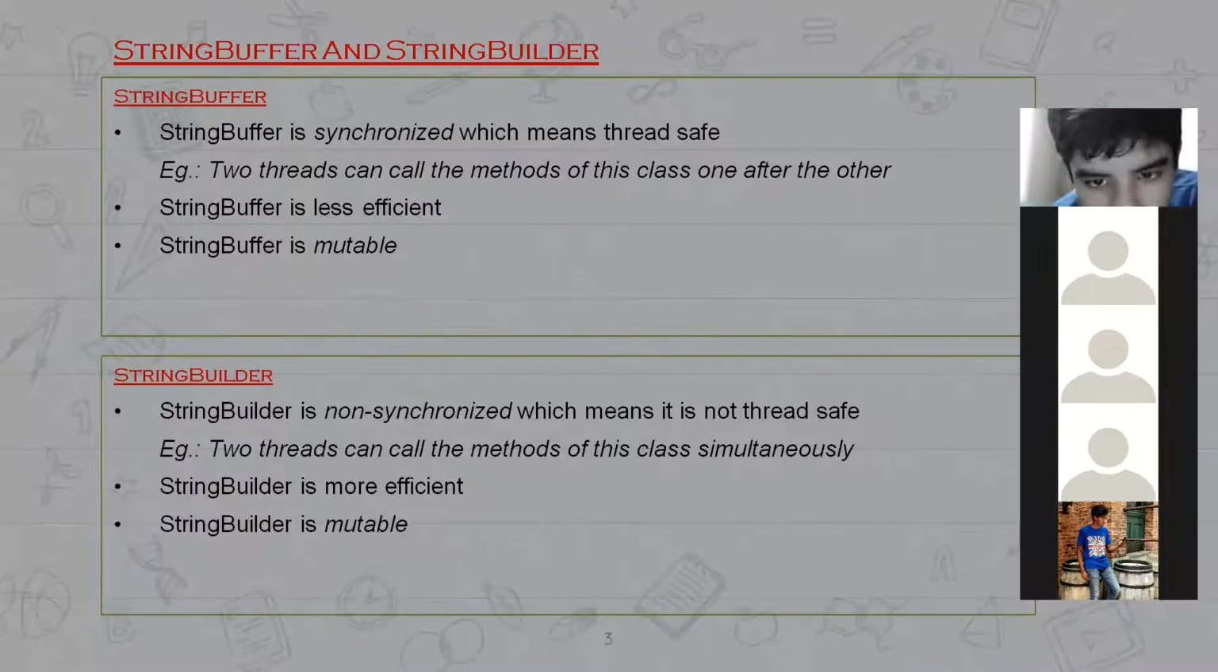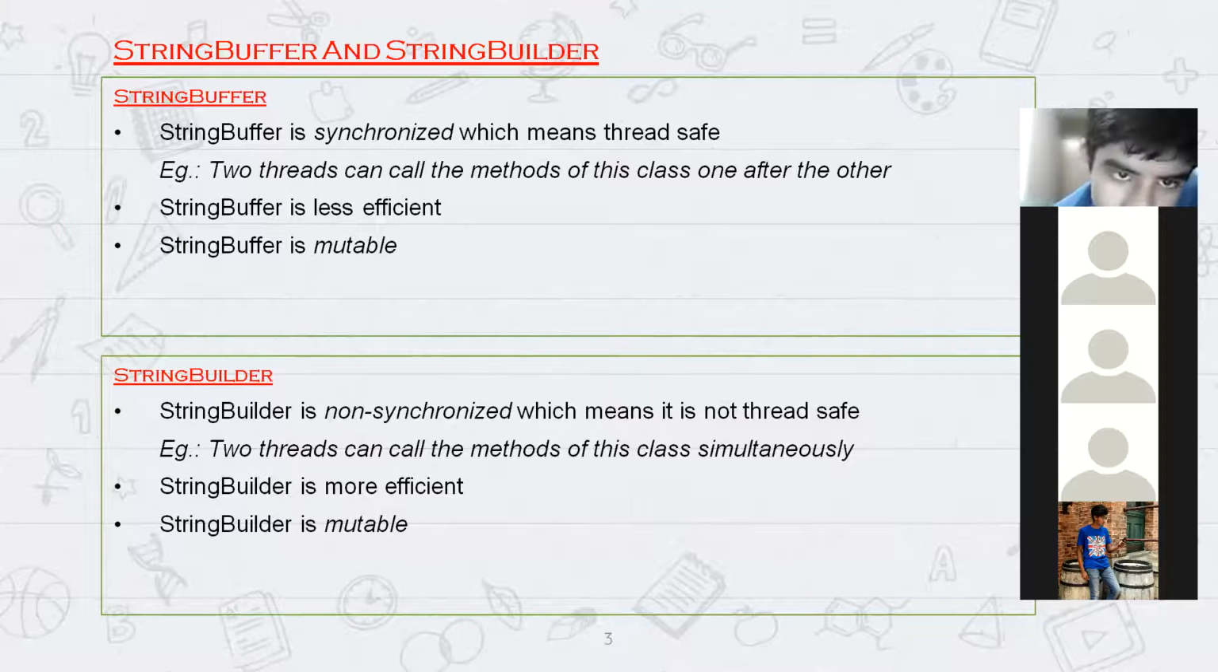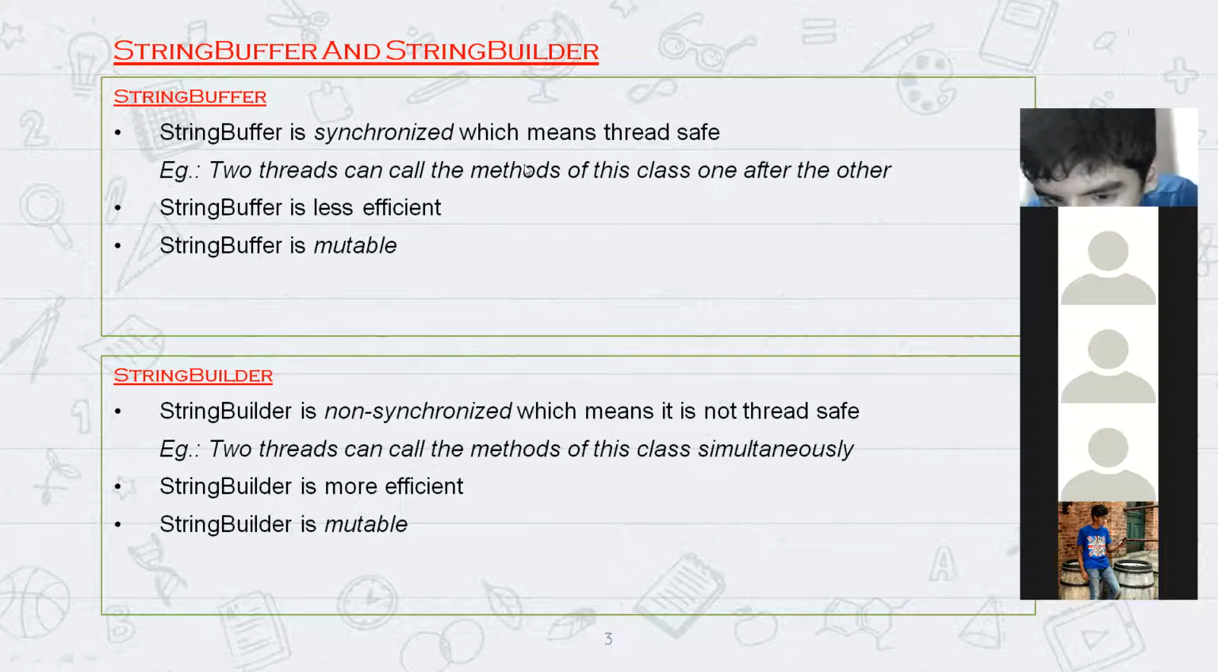Okay, we have done this, and string buffer and string builder, we already saw in the last class, right? So I'll just read this out for a revision. String buffer is synchronized, which means it's thread safe. So if two threads try to access it, it is one after the other, so they both cannot modify the contents at the same time. That's why we call it thread safe.